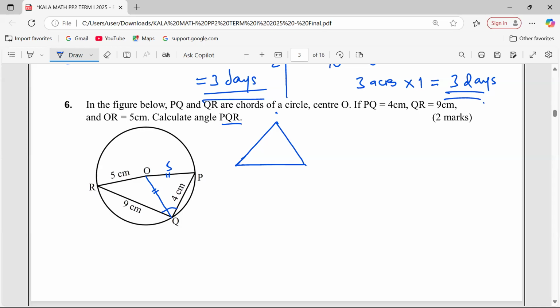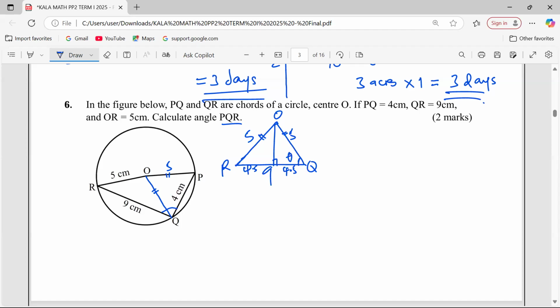Which is triangle ORQ. This is having a 9 here and 5s at this point. Remember, these are equal sides. So when we bisect here, we will be having 4.5 and 4.5, meaning that the angle at this point, which I can call theta, can be found using trigonometric ratios.